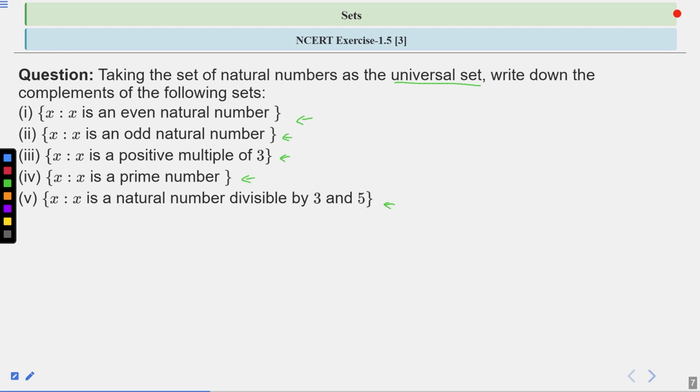So in the first, this set is the collection of all even natural numbers. Second, the collection of all odd natural numbers. In the third, the collection of all positive multiples of 3. In the fourth, the collection of all prime numbers. And in the fifth, x is your natural number and divisible by 3 and 5 both. Clear? So you will have some seconds, try it, and then we will be moving on to the solution slide. So your time starts now.